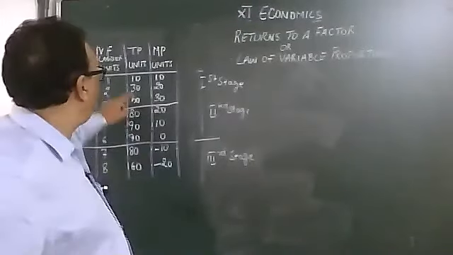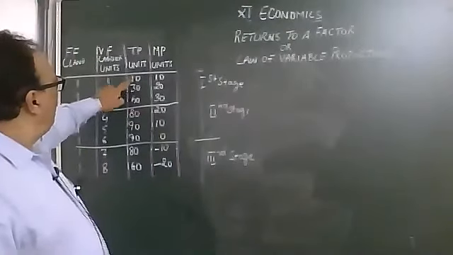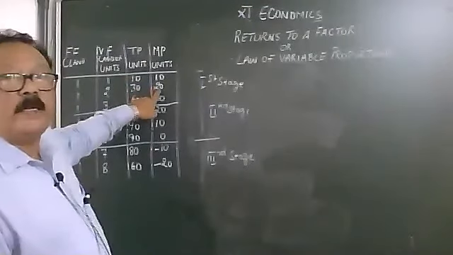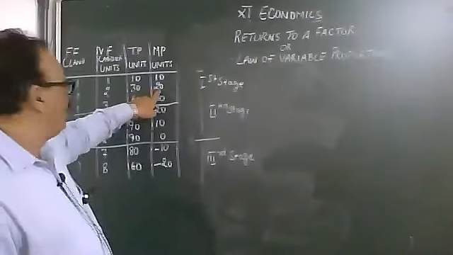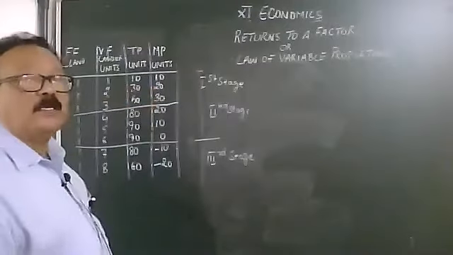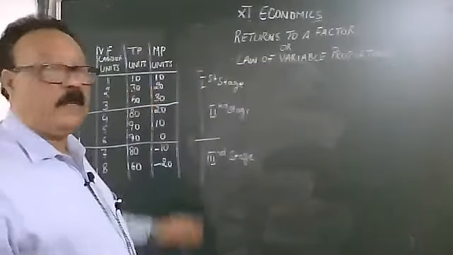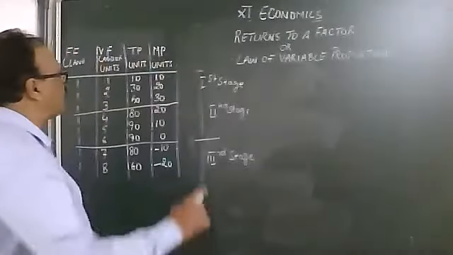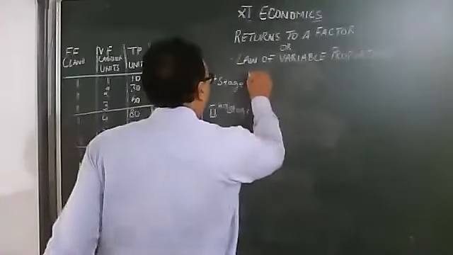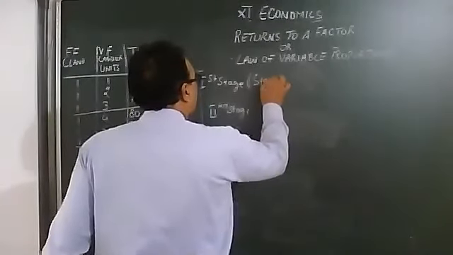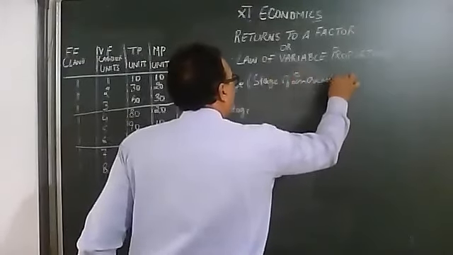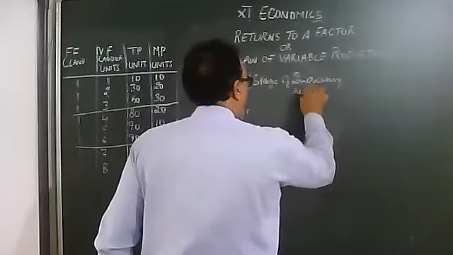Yes? That's how we get it. TPn is, suppose, 30, TPn minus 1 is 10, 30 minus 10 is 20. TPn is 60, TPn minus 1 is 30, 60 minus 30 is 30. So according to that, we can find our MP. So in the first stage, we find it is a stage of increasing return.